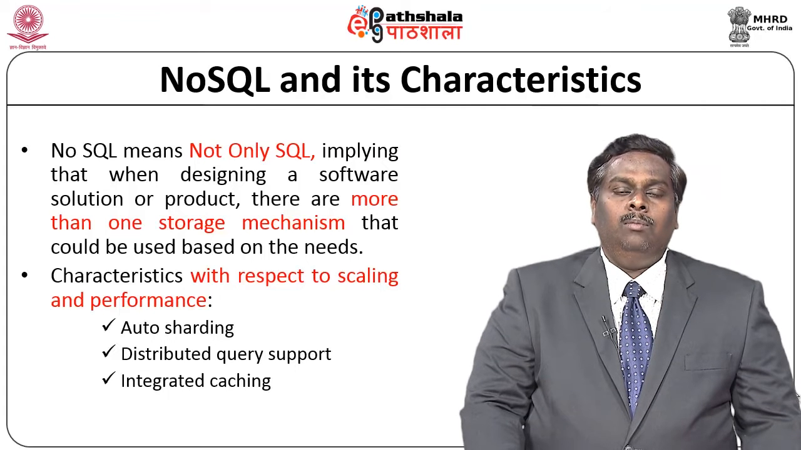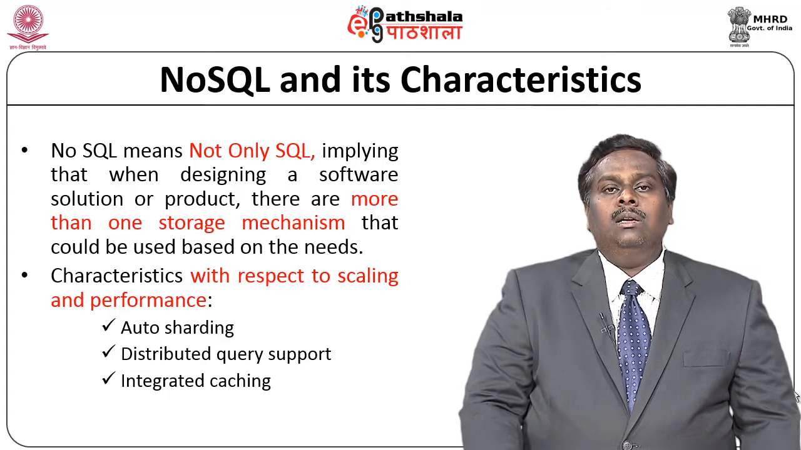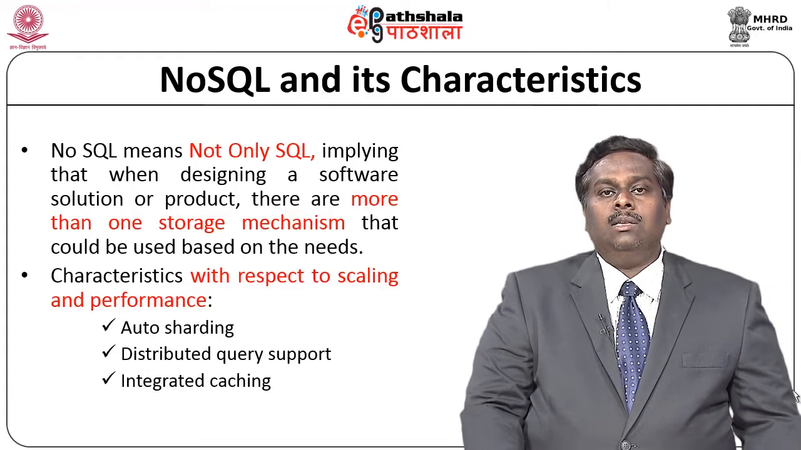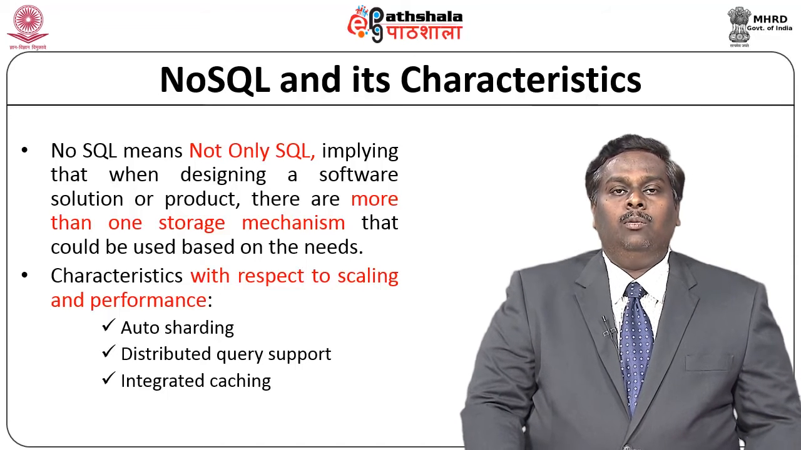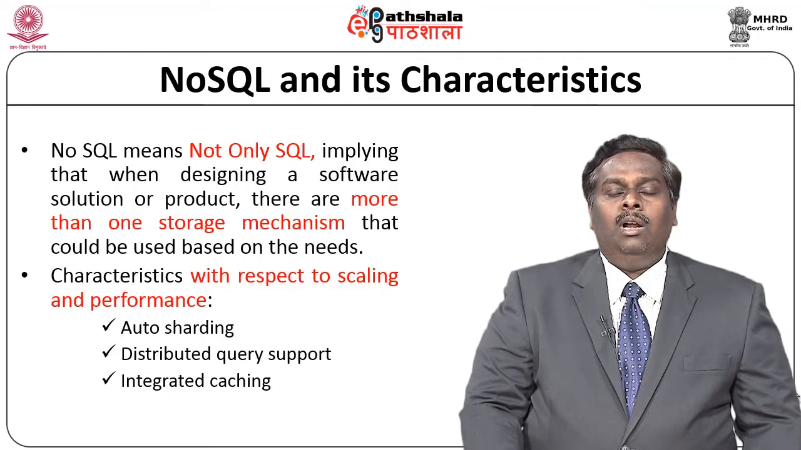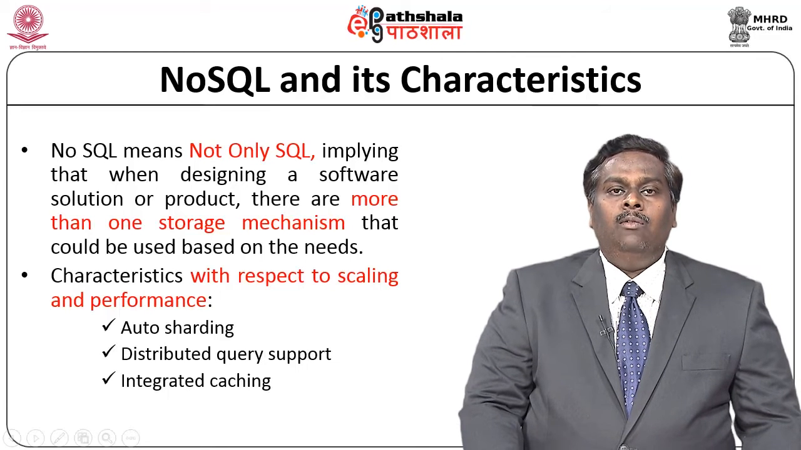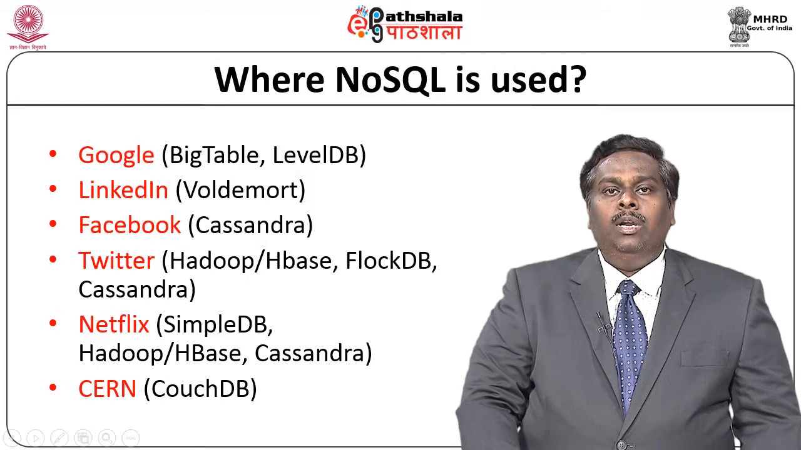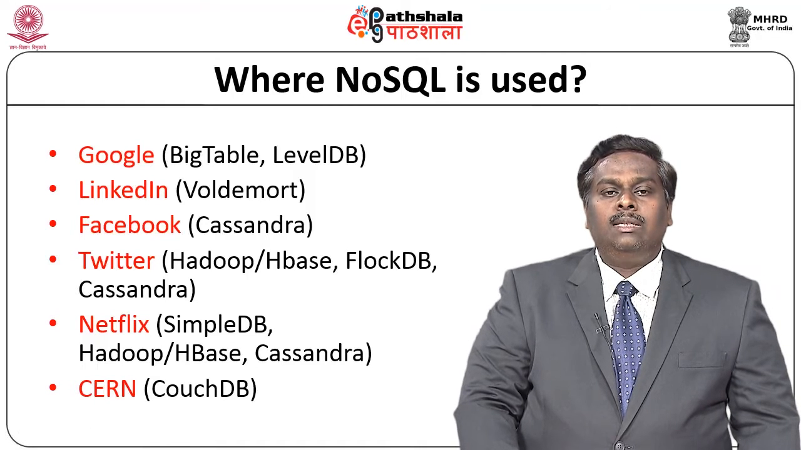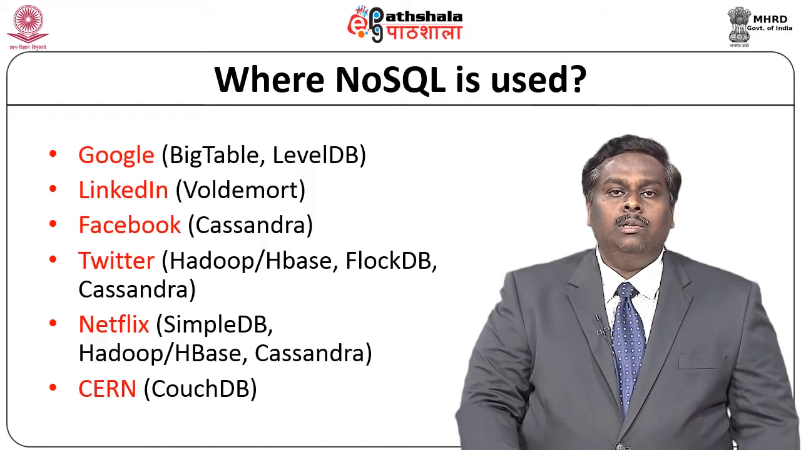Then the third but very important characteristic is integrated caching. Integrated caching is what is essential for fast access of data, and hence it makes the data available very quickly, and auto sharding and distributed query support make the data available at any point of time. So, with these types of characteristics, now it becomes easy for us to handle any type of data in any region. Now, let us understand where NoSQL is being used. NoSQL is currently being used in various scenarios.